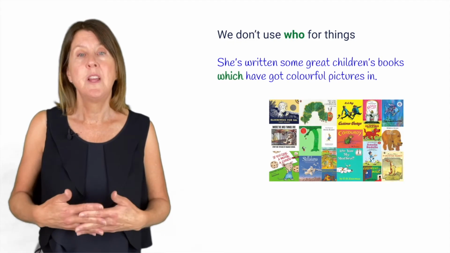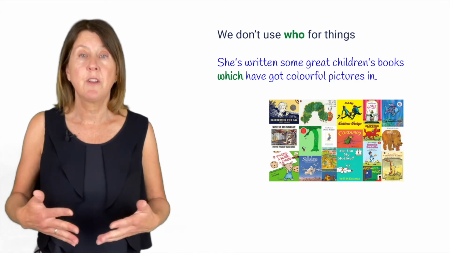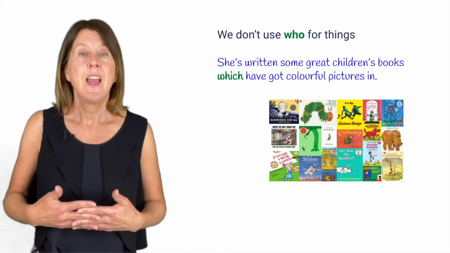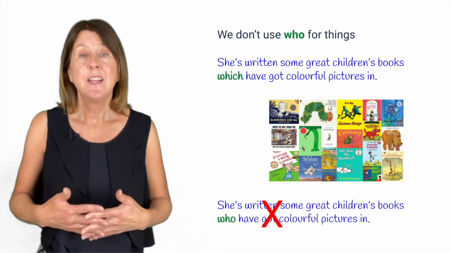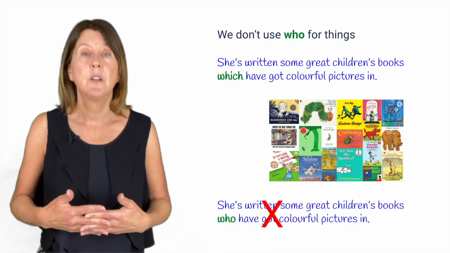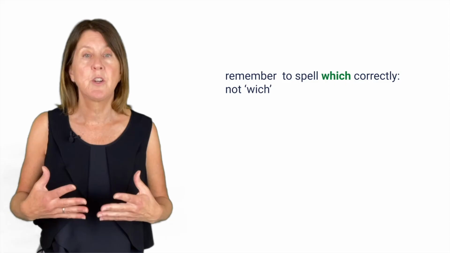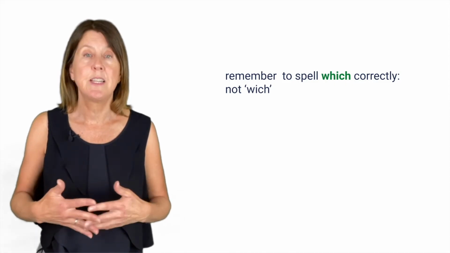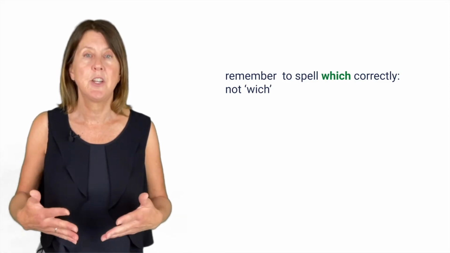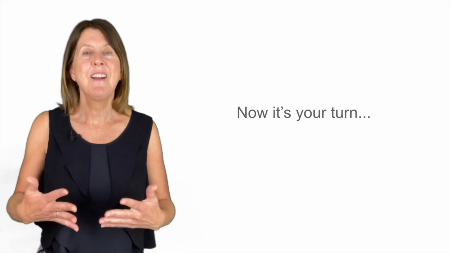For example, she's written some great children's books which have got lots of colourful pictures in. We can't say she's written some great children's books who have got colourful pictures in. Also, finally, take care to spell which correctly, and I often see it spelled W-I-C-H. So remember, it's W-H-I-C-H. So now it's your turn.